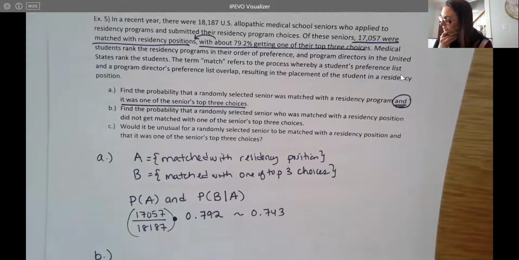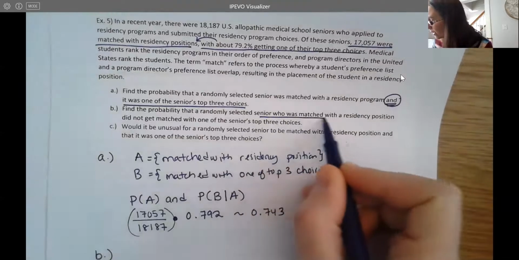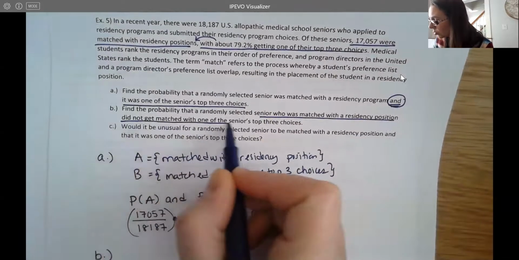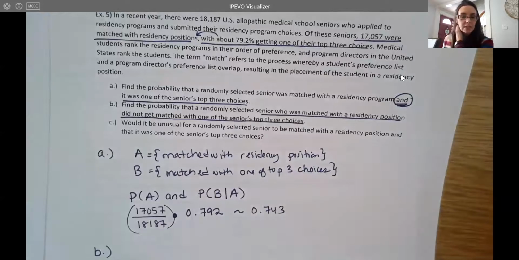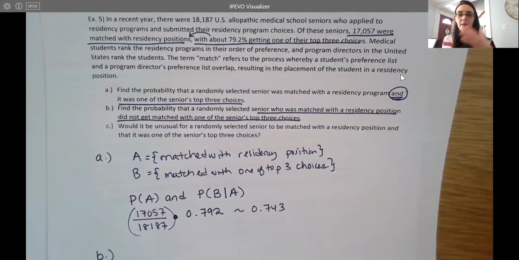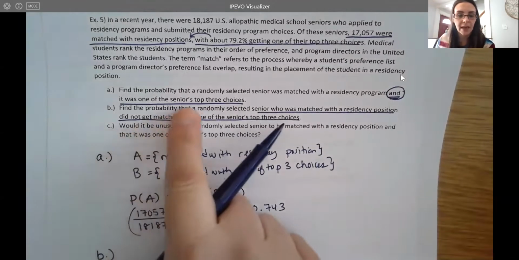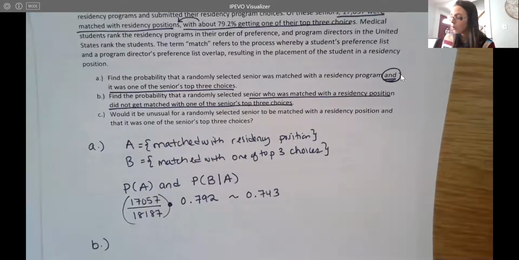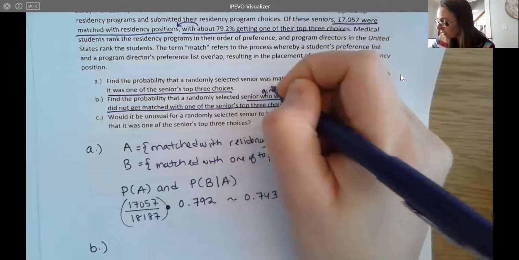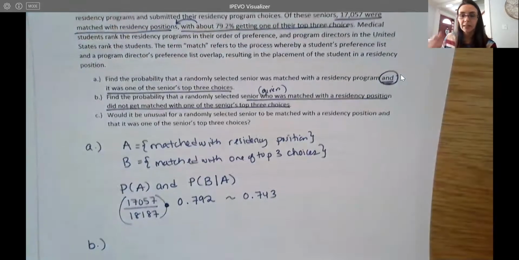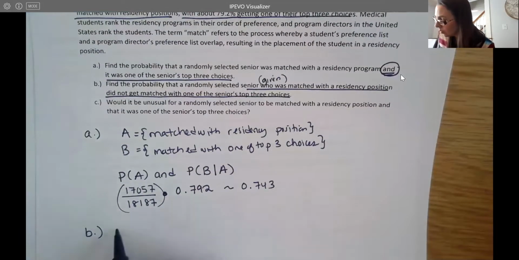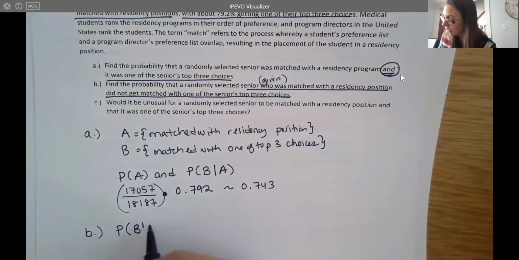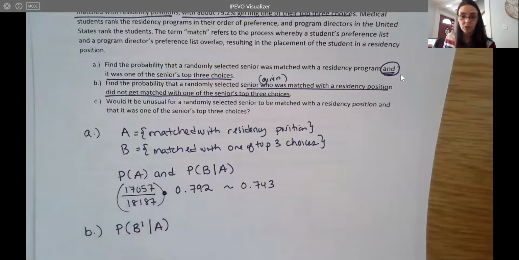Find the probability that a randomly selected senior who was matched with a residency program did not get matched with one of their top 3 choices. All right, so notice here, this is a different question. I don't see the word and. I'm not saying they were matched and did not get one of their choices. I'm saying find the probability that a senior who was matched did not get one of their choices, right? So we are given that the student has already been matched, and we need to find the chance that they did not get a choice. So we're actually looking here for the probability of not getting their choice, given that they actually were matched.